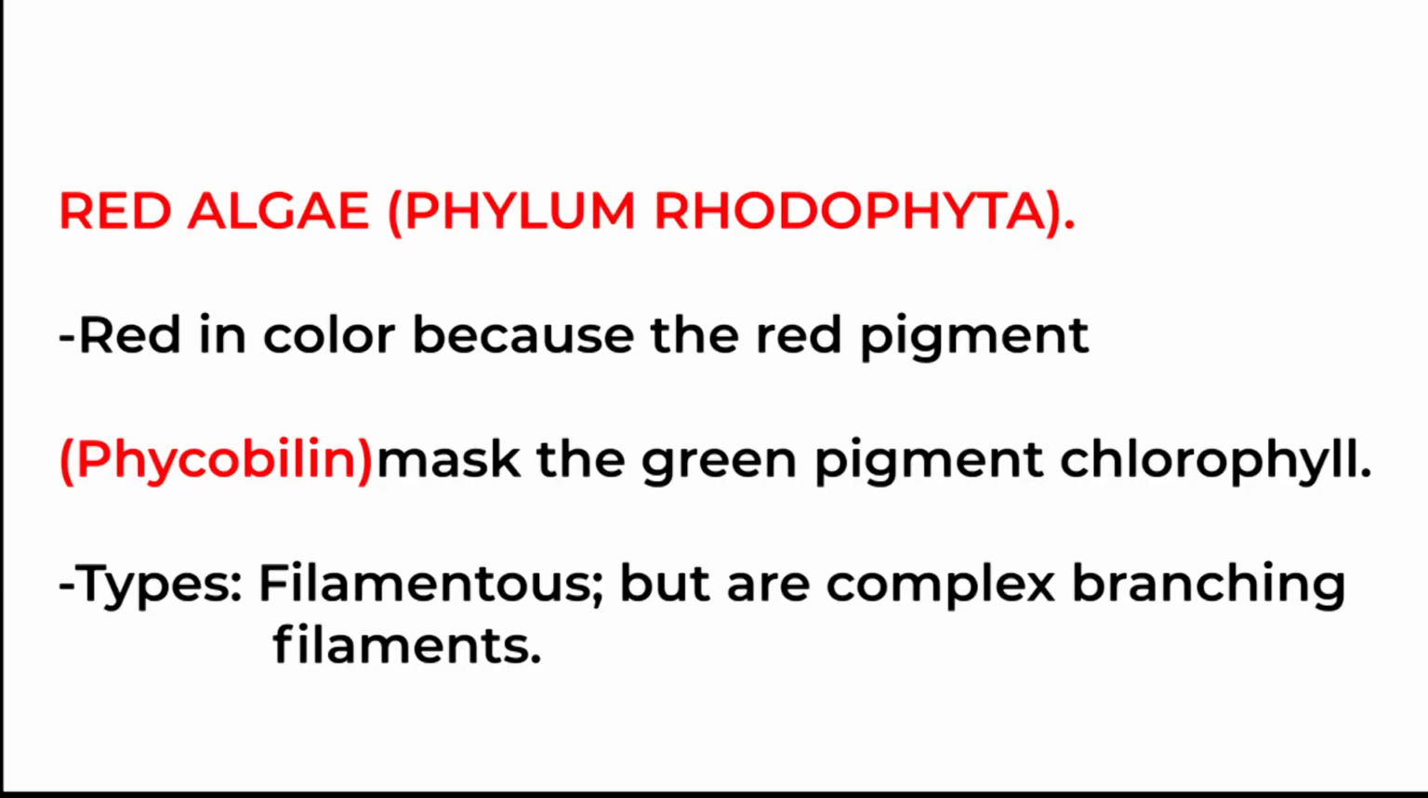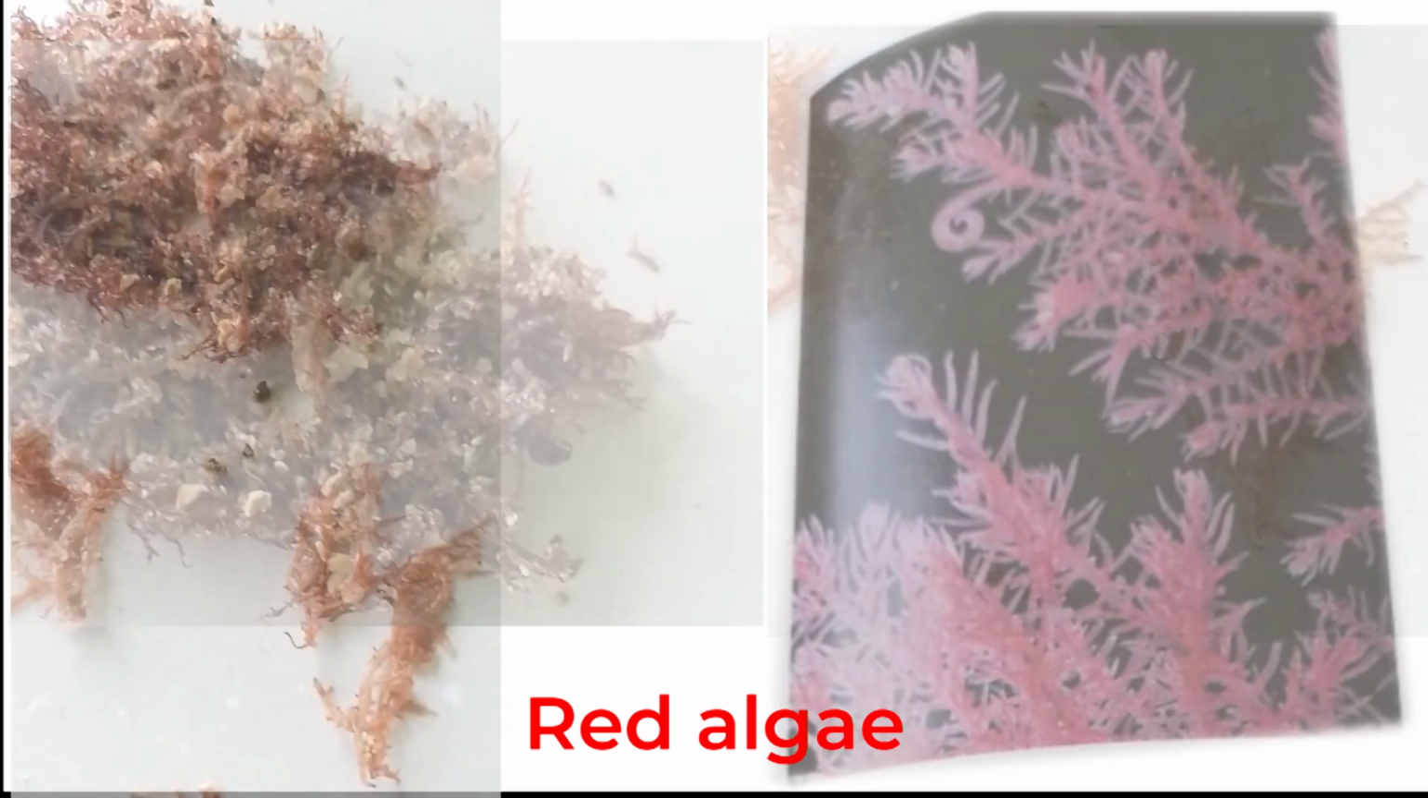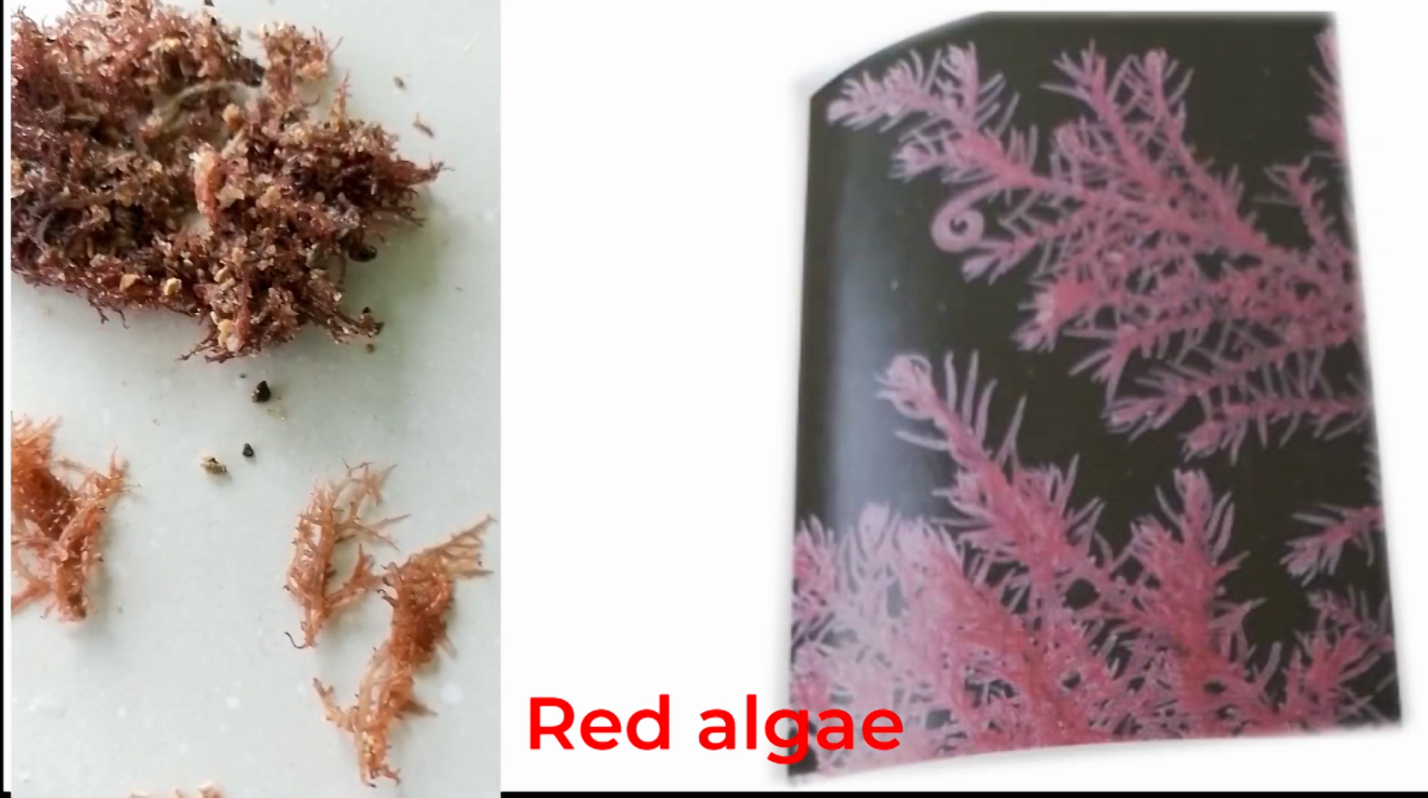Good. Now, we'll also look at the red algae, Phylum Rhodophyta. These ones are red because they have the red pigment called phycobilin, which masks the green chlorophyll. So they photosynthesize. There are filamentous types. Most of them are filamentous and they have a complex branching filamentous body. Very nice and neat, isn't it?